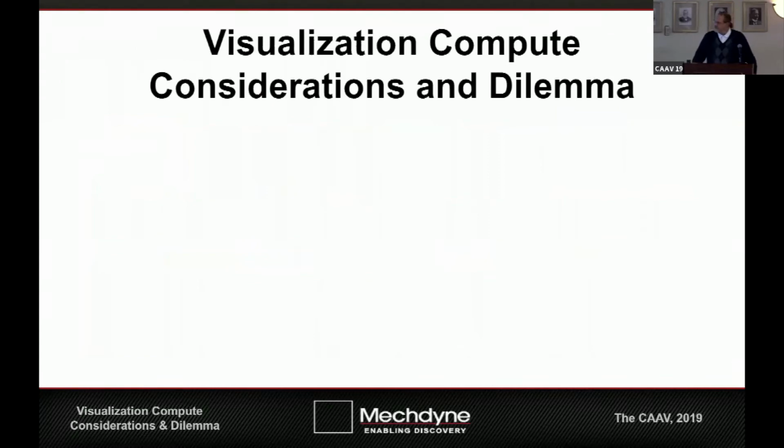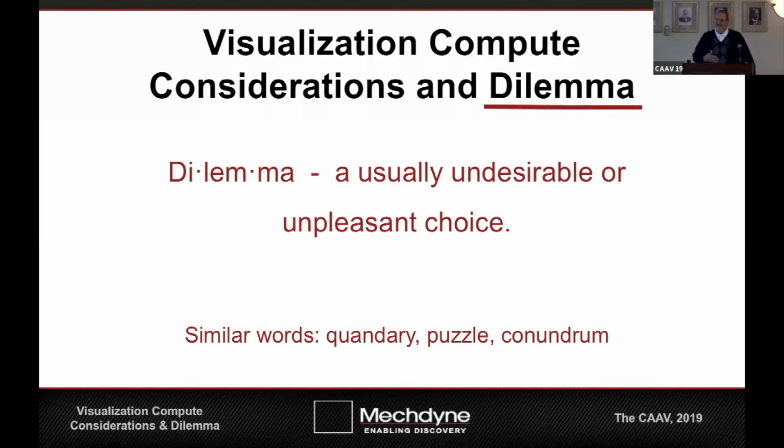So I titled this talk, Visualization, Compute, Considerations, and Dilemma. And I asked my wife how to spell dilemma. She knew what I was putting together, so she asked me why I was using that word. We had this debate, and we finally had to go look it up on Webster's. So dilemma may not be the best choice of word here because I'm talking about considerations around the compute, and that word actually, according to Webster's, is undesirable or unpleasant choice.